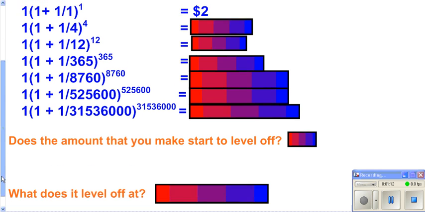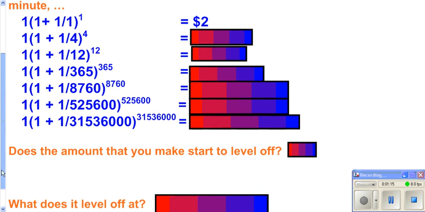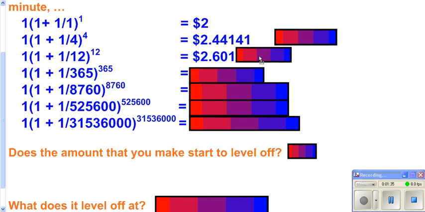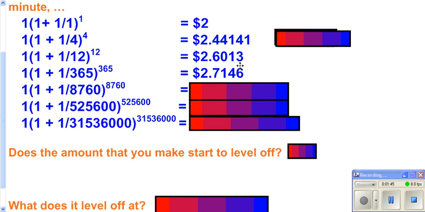Now, as we are looking at this, you realize that you get 2.44141. And yes, we're dealing with money, but for the sake of this problem, go ahead and carry it out as many decimal places as you can. We'll do the next one, and you'll notice as you compound more and more often, you're making more money. Daily, yes, we're still making money. We're not going up by as much each time.